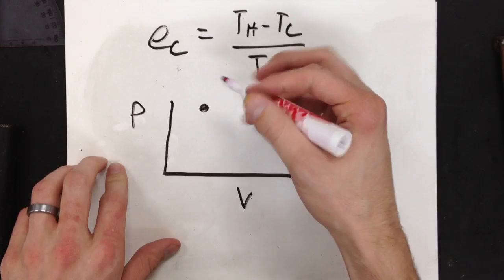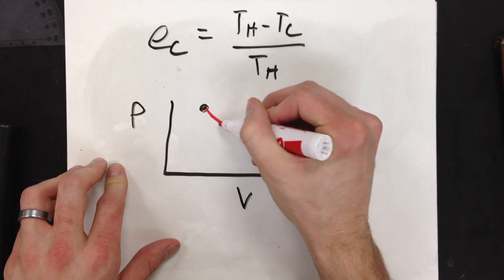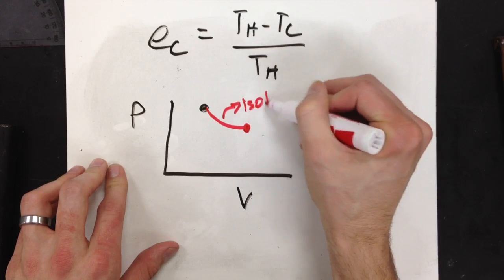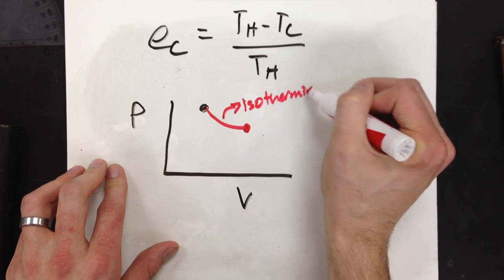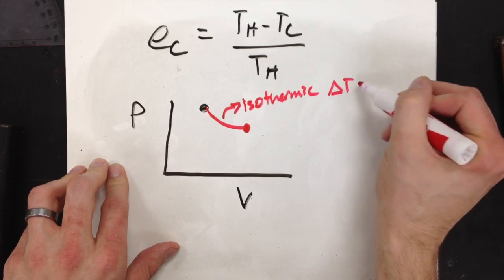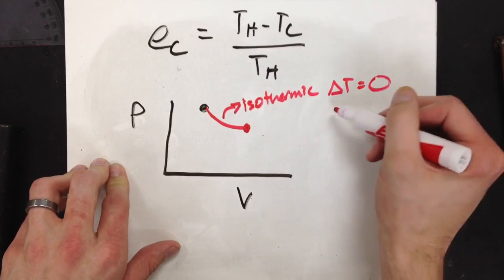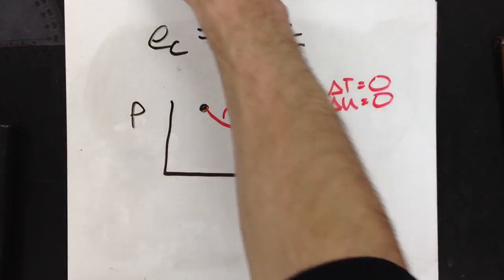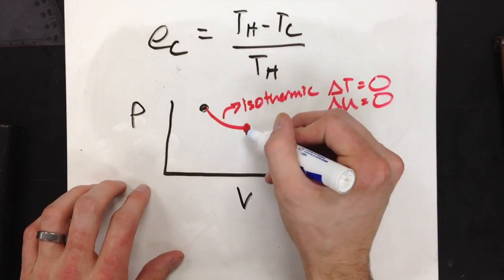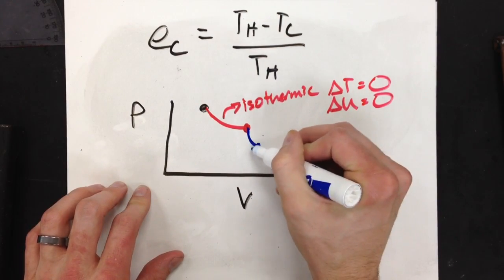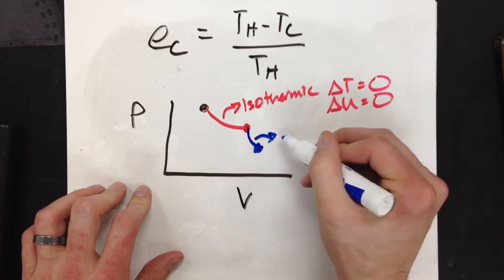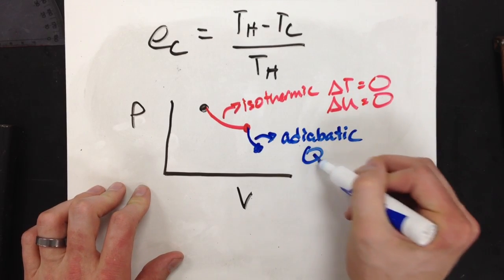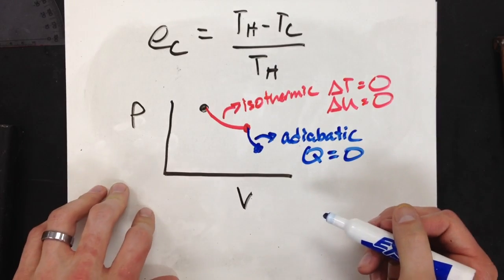The first stage of the Carnot engine cycle is isothermal, meaning delta T is 0, which also means delta U is 0. Now, the next stage looks something like that. And that second step is adiabatic, meaning there is no heat flow.